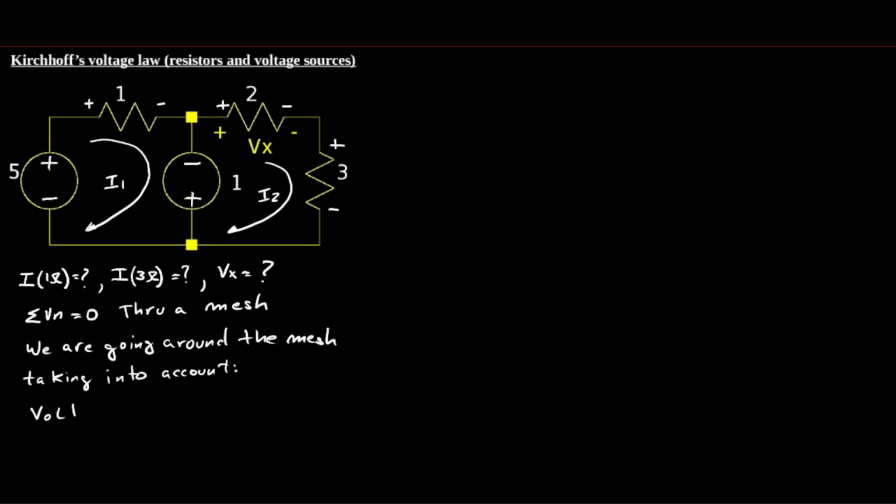The same I do on the right mesh. Due to the way I drew I2, there is a voltage drop across resistor 2 the way I drew it, and a voltage drop across 3 ohm resistor the way I drew it. To do this, we are going to take into account, when we go around the mesh, voltage raises as positive and voltage drops as negative.